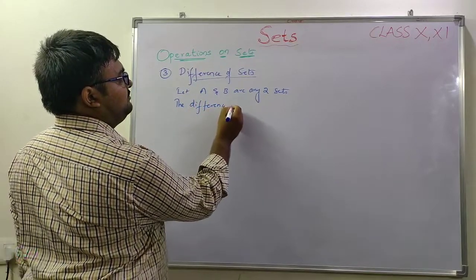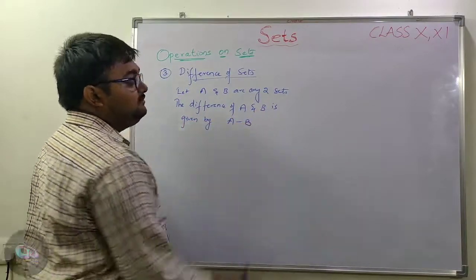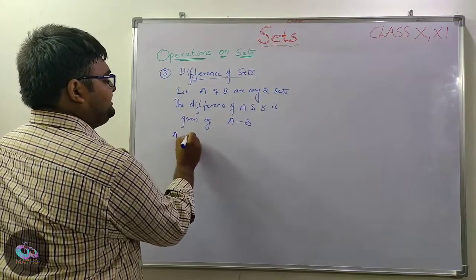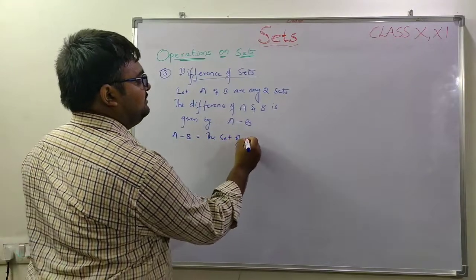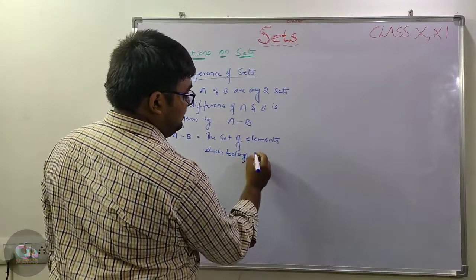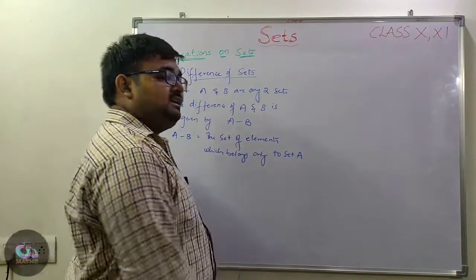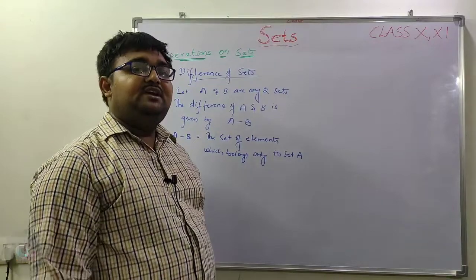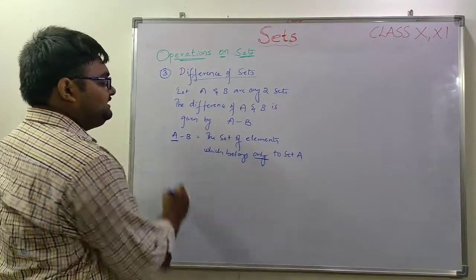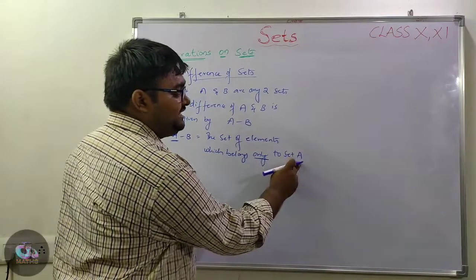The difference of A and B is given by the symbol A minus B, and this A minus B represents the set of elements which belongs only to set A. Only to set A. That means if there are any common elements, which belong to both A and B, we are not treating them. We consider only the set of elements which belongs only to set A, the first set.